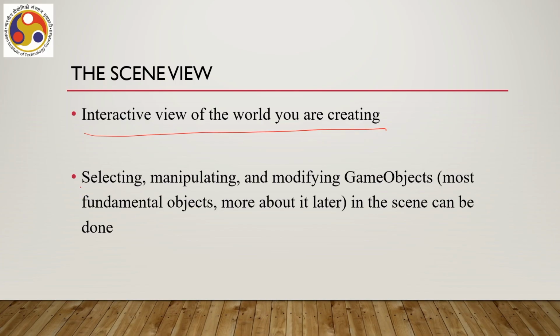So, in this view what you can do is play around with the scene. You can perform selection, manipulation and modification of the game objects, which are the fundamental concepts in Unity, in the scene view option. Now, these objects of course comprise the scene. These objects put together create the scene, and you can play around with these objects in the scene view.